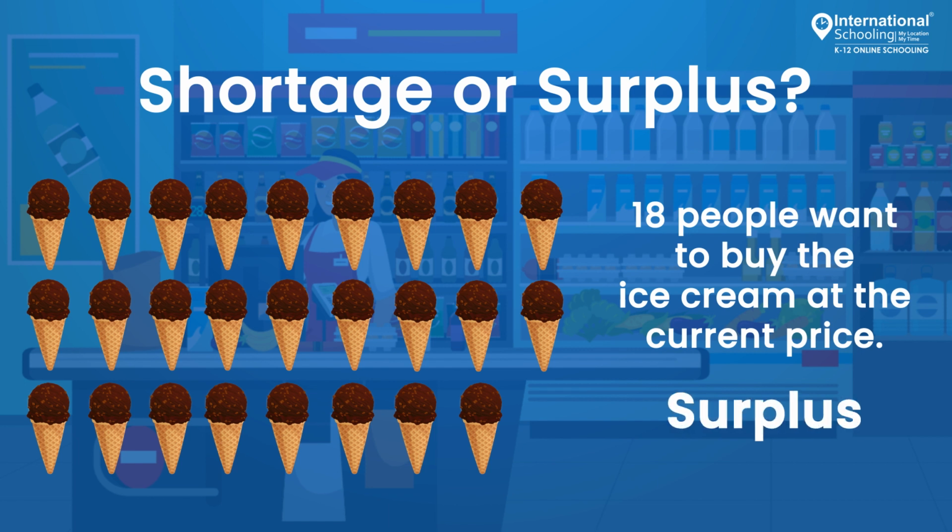Yeah, a surplus. There are too many ice cream cones to sell, and the ice cream shop might need to lower their prices so that more people are willing to buy ice cream cones, and there won't be a surplus, because guess what? The ice cream's gonna melt.